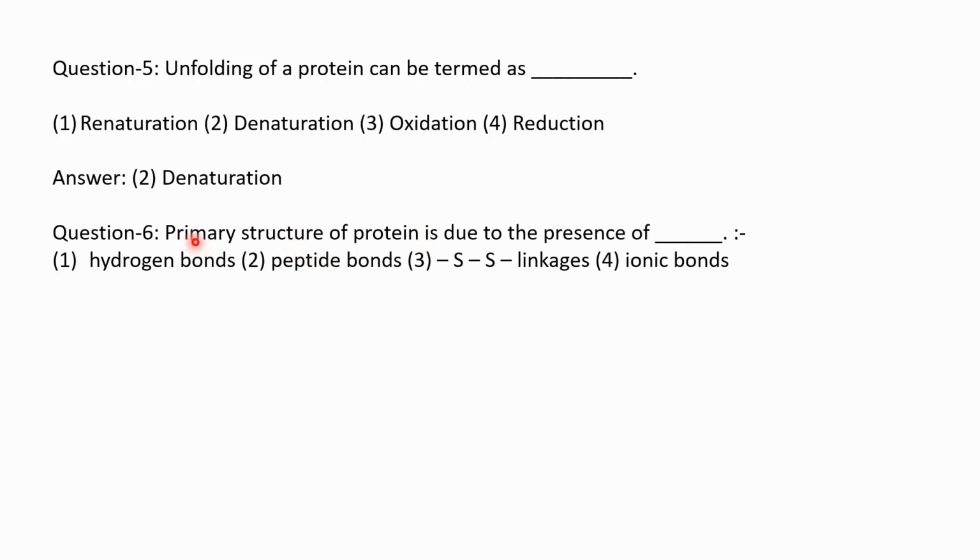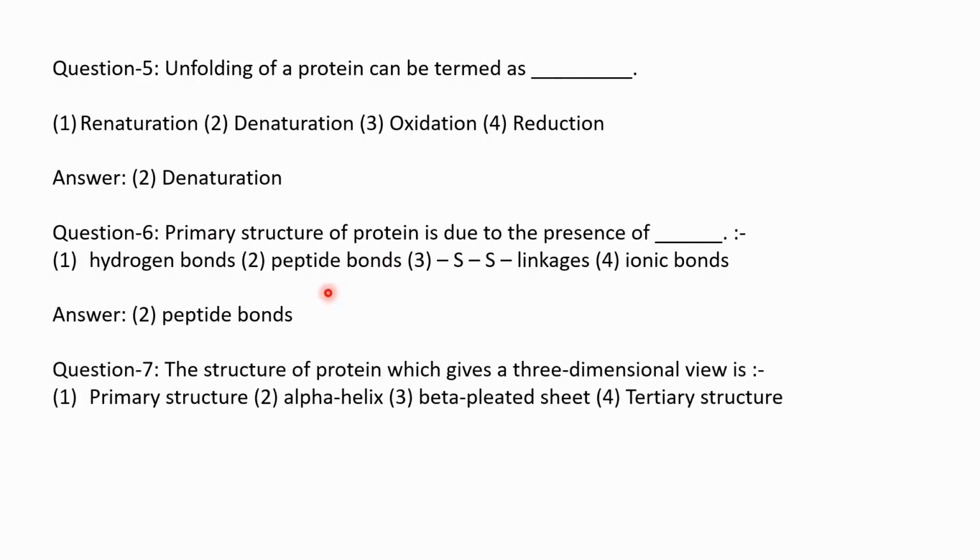So the correct answer to the question, the primary structure of the protein is due to the presence of, is option number 2, peptide bonds. Next question: the structure of the protein which gives a three-dimensional view is primary structure, alpha helix, beta pleated sheet, or tertiary structure.